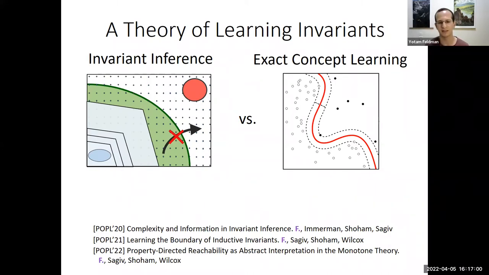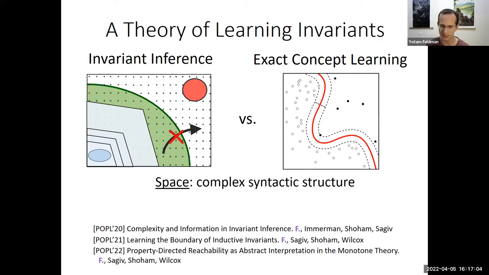So it's not unlike classification in that in both cases, there's the need to separate good points from bad points using some set that may have a complex geometric shape or maybe complicated to express syntactically. This I call the challenge of space.